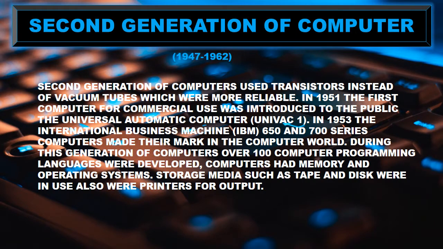Second generation of computer, 1947 to 1962. Second generation of computers used transistors instead of vacuum tubes, which were more reliable. In 1951, the first computer for commercial use was introduced to the public, the Universal Automatic Computer, UNIVAC I. In 1953, the International Business Machines IBM 650 and 700 series computers made their mark in the computer world. During this generation, over 100 computer programming languages were developed. Computers had memory and operating systems, storage media such as tape and disk were in use, and there were also printers for output.